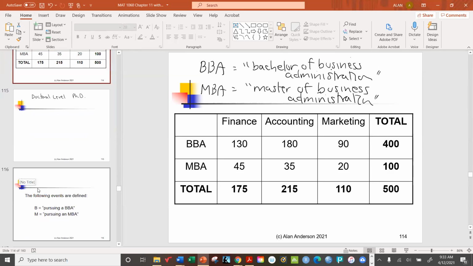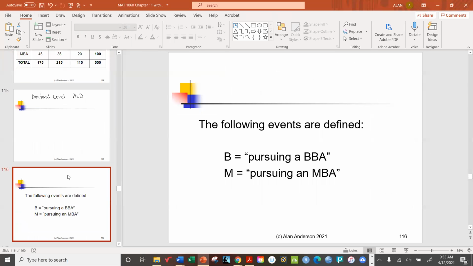Okay, now, we're going to use letters to represent all this information. It'll be that much simpler. So B from now on means this is a person who's getting a bachelor's degree or BBA. M means that the student is getting an MBA or a master's degree. And then we will do something that's equivalent to that with all the majors.